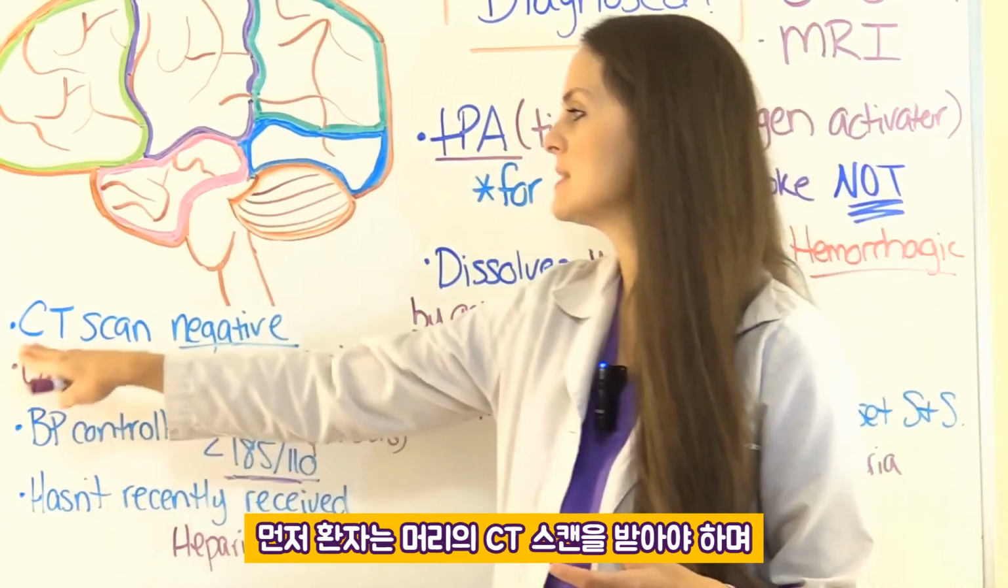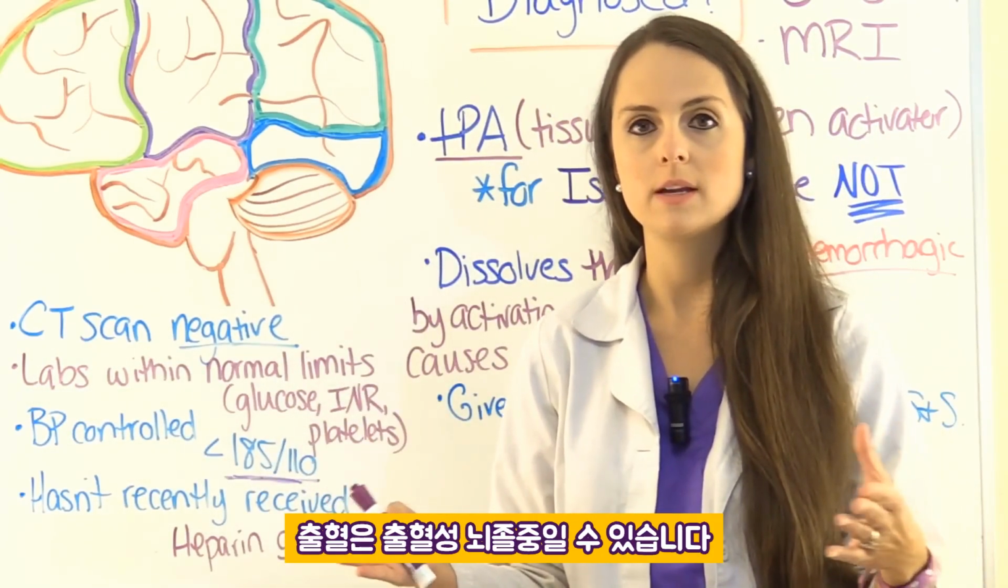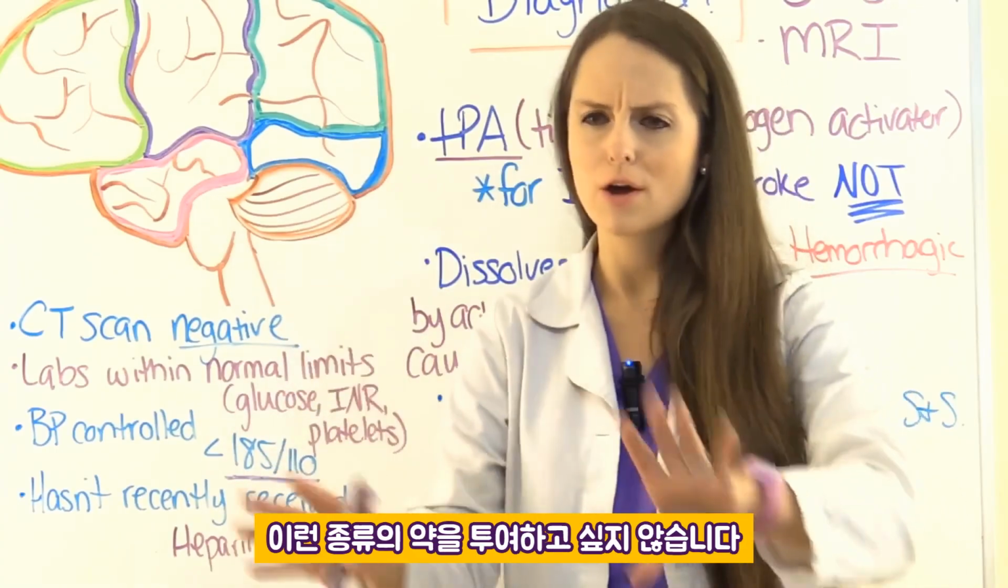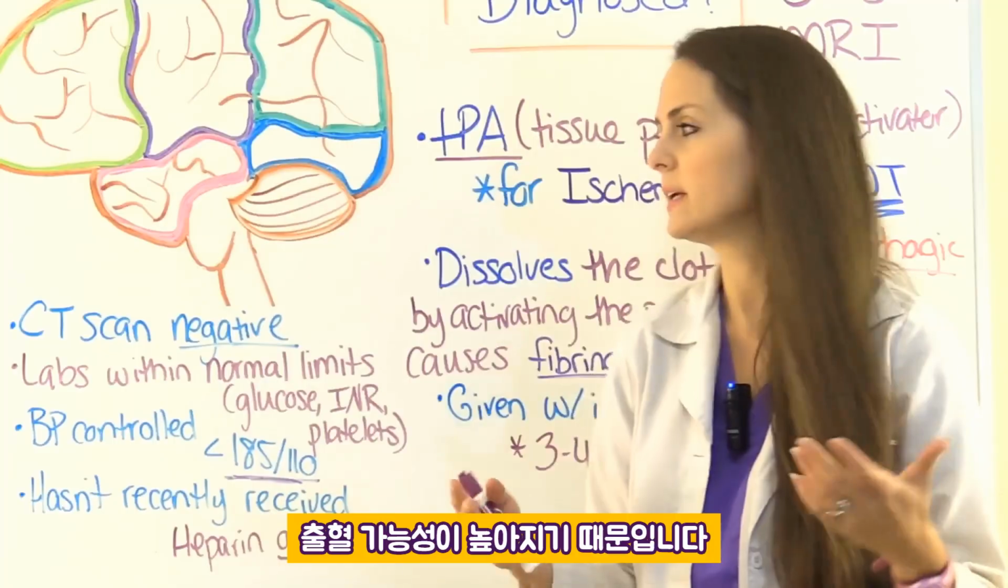Okay, first they need to have a CT scan of their head, and it needs to be negative for any bleeding, which could be a hemorrhagic stroke. We don't want to go in and throw more of this type of medication in there because we will increase their chances of bleeding out.